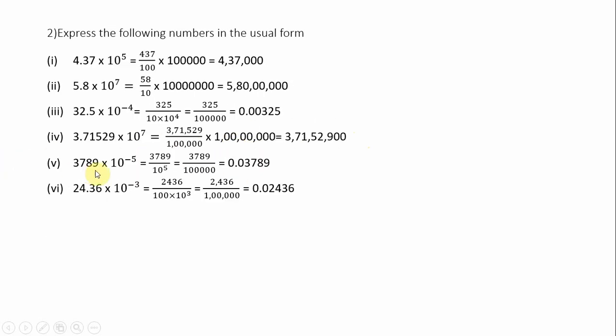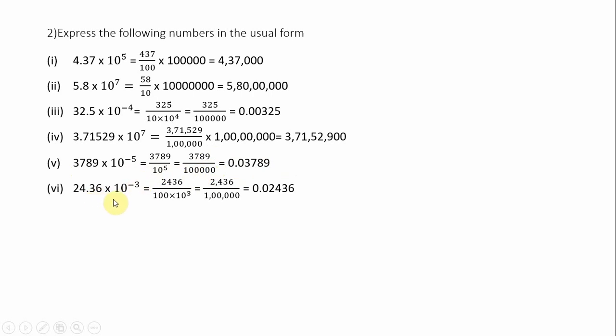Now the next one, 3789 into 10 to the power of minus 5. Here there is no decimal at all. So simply you'll be writing 10 to the power of 5 in the denominator, so 5 zeros, which in turn you'll be writing as 0.03789. 4 digits are there, but you have to put the decimal behind 5 digits. Therefore, you'll be adding 1 zero behind it and write it.